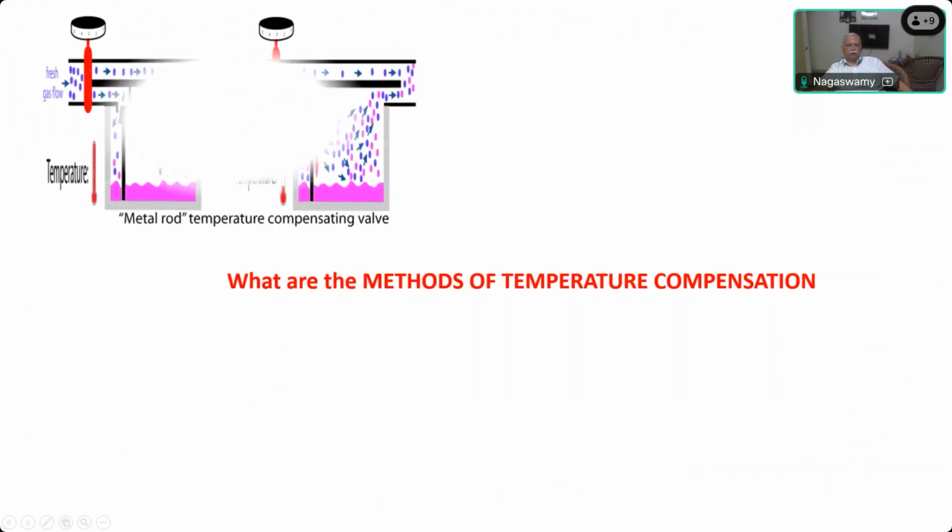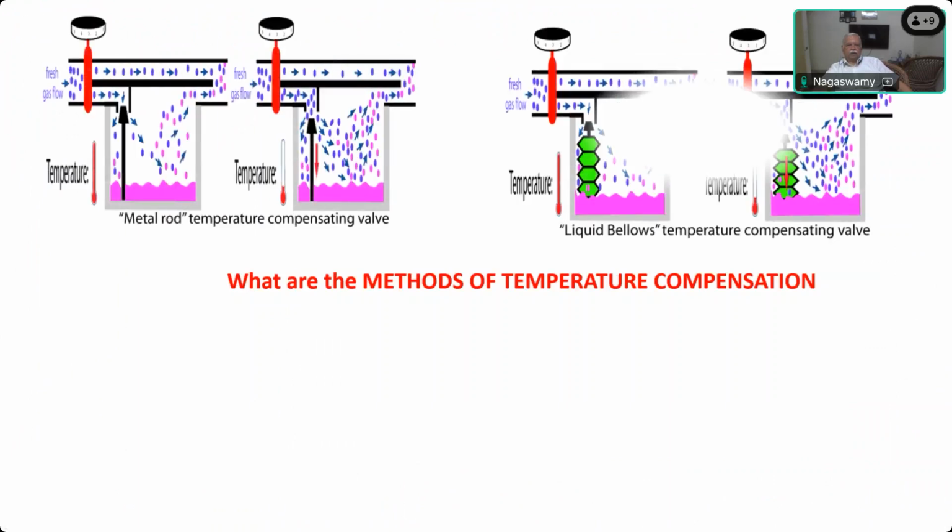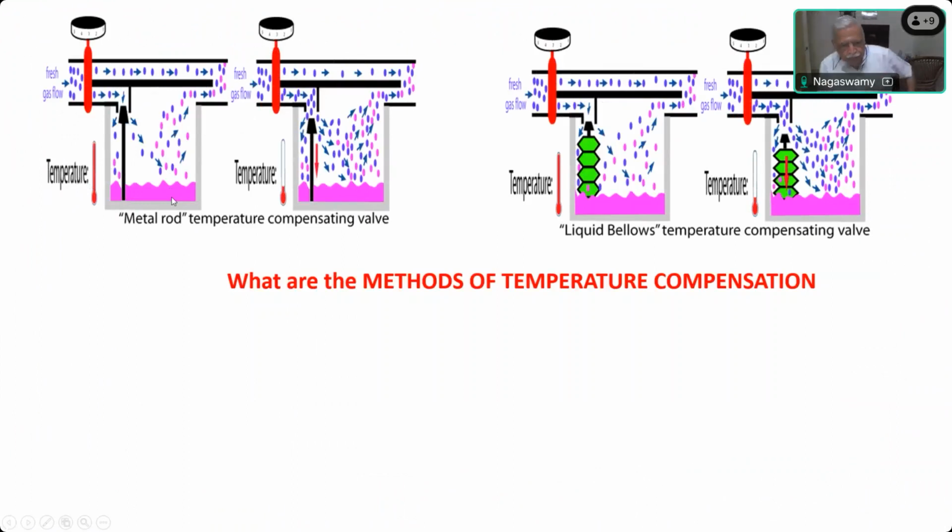And what are the methods of temperature compensation? This is another method which you have to know. There is a metal rod which can move up or down depending upon the temperature. So once the temperature increases, what happens to the vapor production? Will it increase or decrease? It will increase, sir. Increase.